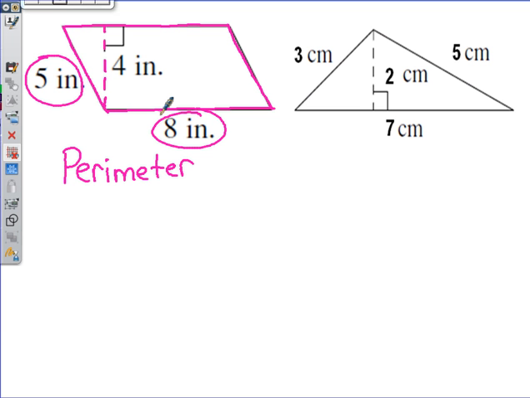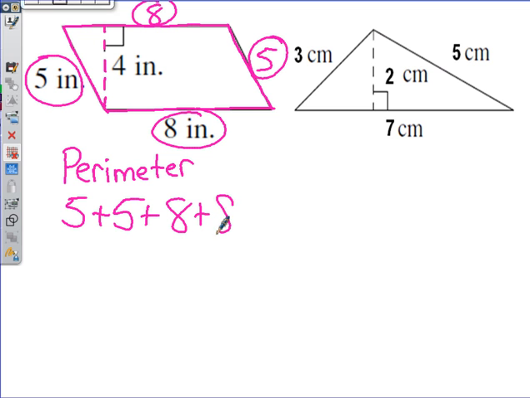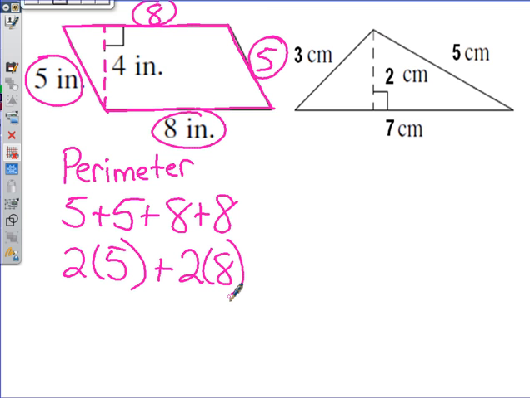So to find the perimeter of this parallelogram, we are going to simply add up the sides, all of the sides. So 5 plus 5 for this other side, plus 8 and 8 for the other side. Another way to look at that could be 2 times 5, because there's two sides that are 5 each, plus 2 times 8 for the two sides that are 8. Either way, you're going to come up with the same answer. 2 times 5 is 10, plus 2 times 8, which is 16. Find the sum of that, and you will find a perimeter of 26.